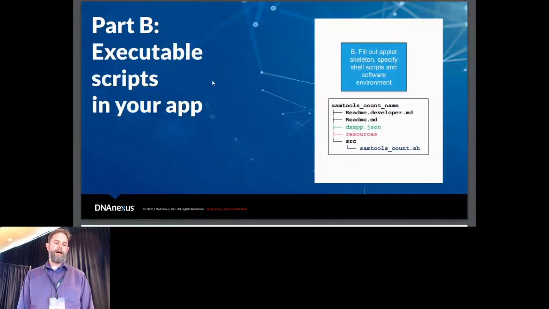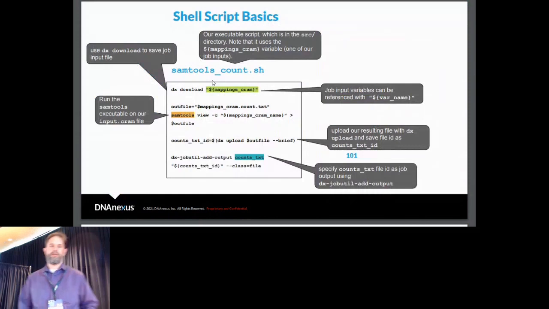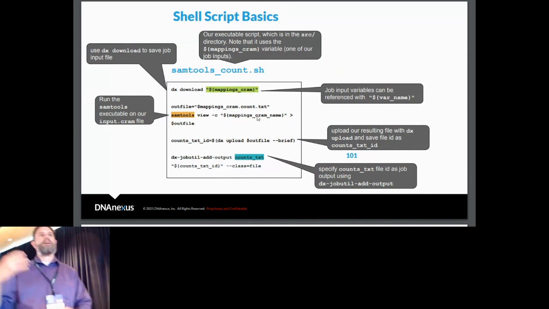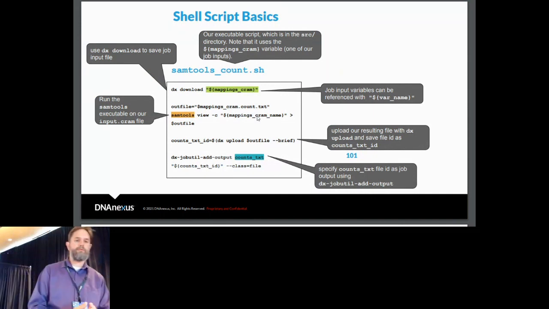I mentioned this like 3 times, but you can get applets or apps and then just make them a little bit better. All right, let's talk a little bit about executable scripts. So basically, this is the structure in all apps. You're going to download the data from your storage. You're going to run whatever it is. So here, you're just running SAMtools counts, and then you're re-uploading them, right? So super simple. Obviously, this can get as complicated as you want because you can put anything in the middle here.